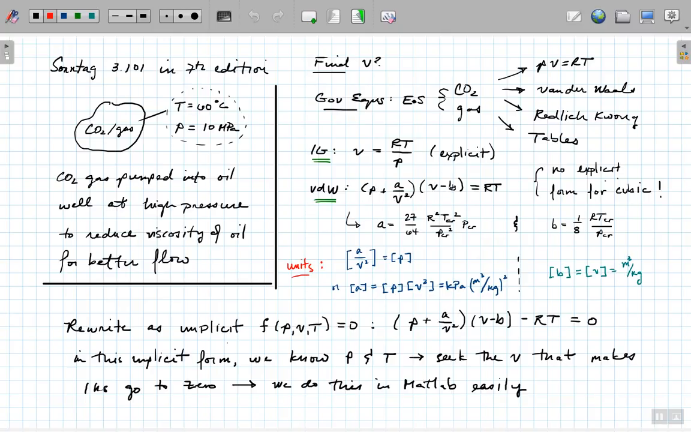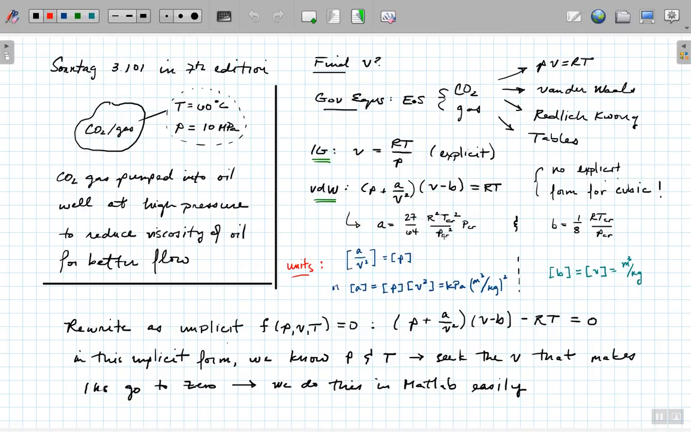These correction factors basically make up for the fact that the ideal gas law considers all of these particles to be point masses that don't interact with one another. They just fill up the space. Here we're going to allow for those intermolecular interactions to matter. A is given to us in terms of the critical point properties of T critical and P critical. I've written it like this: 27 on 64, which is a pure number, multiplied by RT on P critical squared.